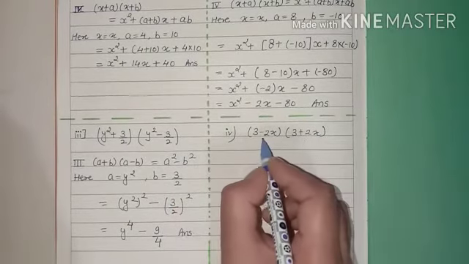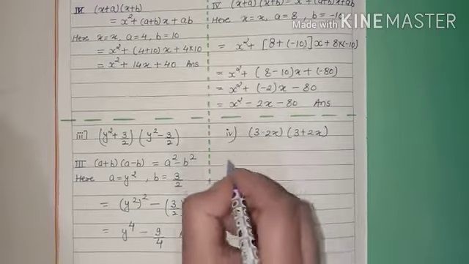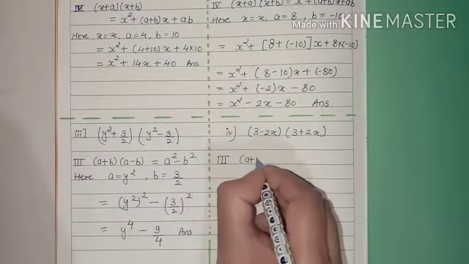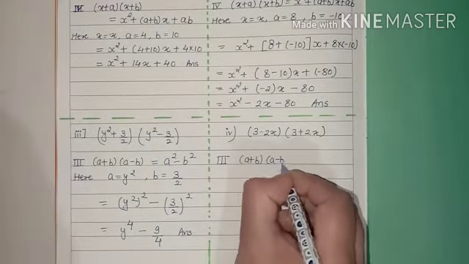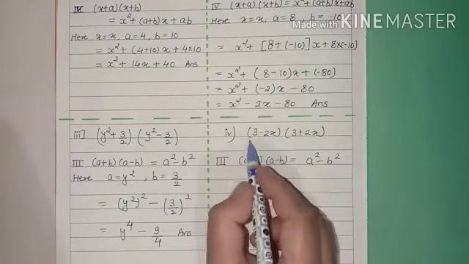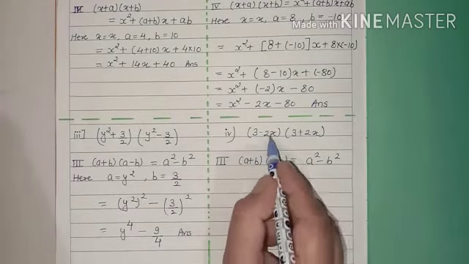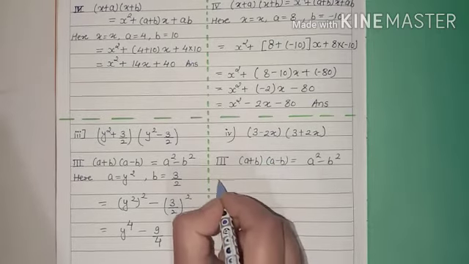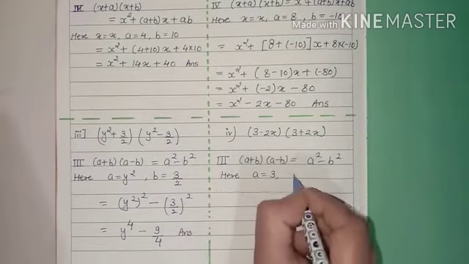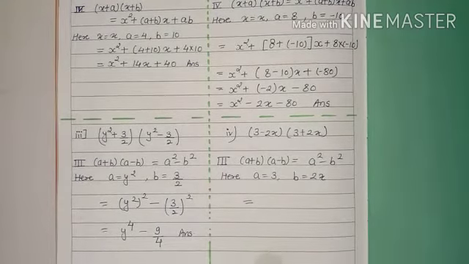Again there are two brackets. Within the first bracket a negative sign and in the second bracket a plus sign with the same numbers. The same identity we will use, the third identity, (a + b)(a - b) = a² - b². Again we will compare. Here the value of a is 3 and the value of b is 2x. Here a equals 3 and b equals 2x. Just substitute the values of a and b.